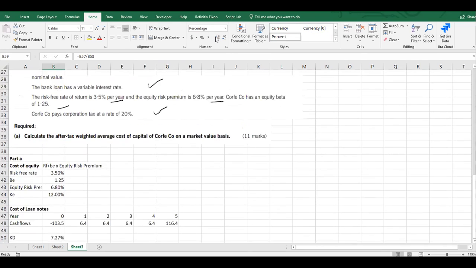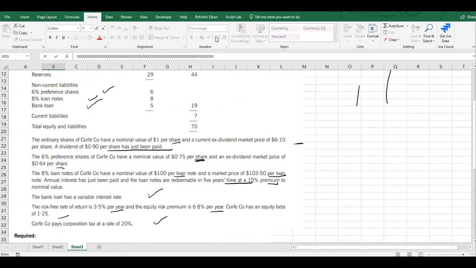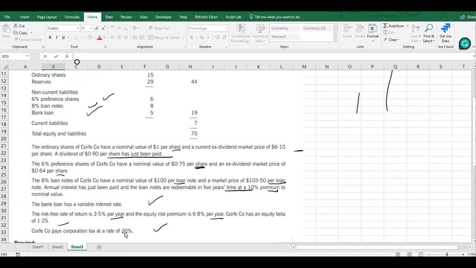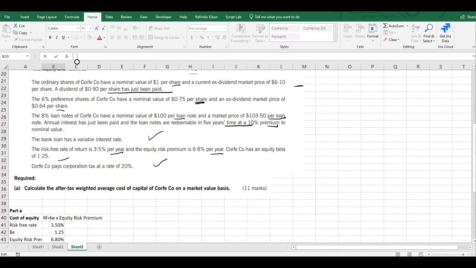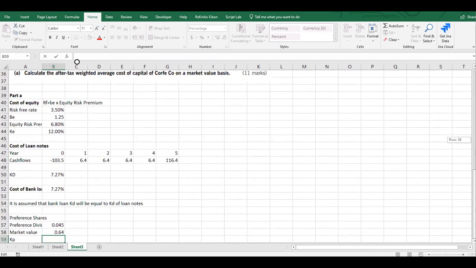How do you find the interest of 6.4? Take the 8% as after tax. 8% loan notes, 8% is the interest rate of loan notes. Take its after tax value. Tax rate is 20%. 8 into 0.8. Yes, the formula is 1 minus T, so 0.8 comes. Take 0.2 and subtract it.